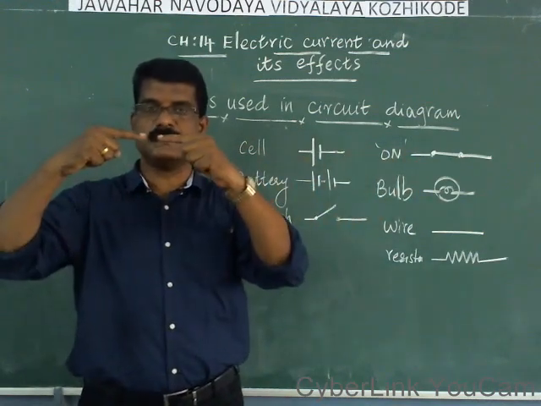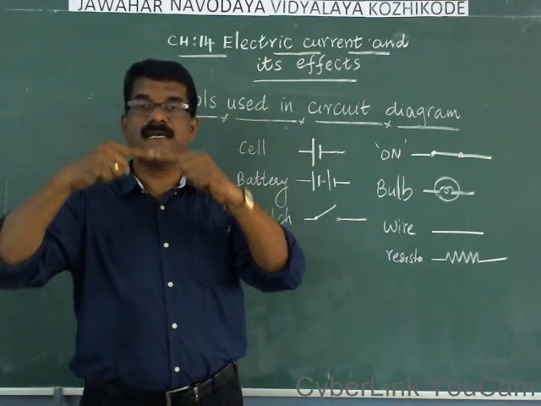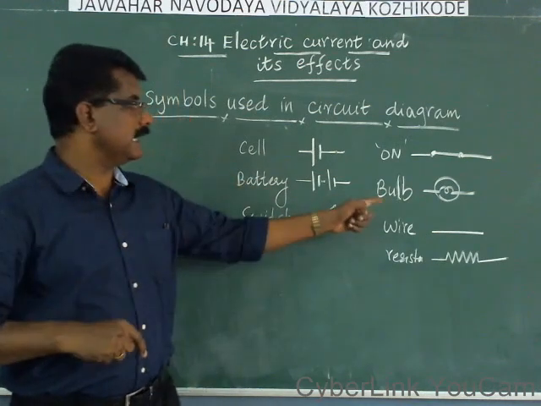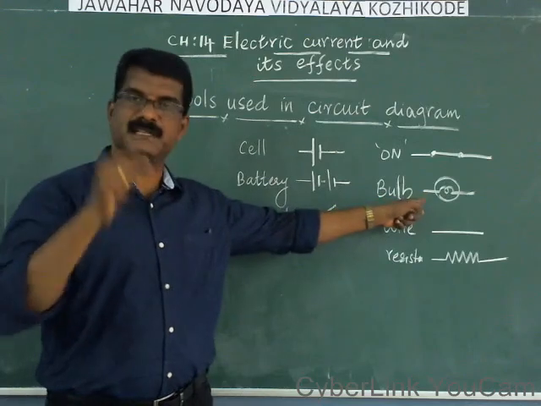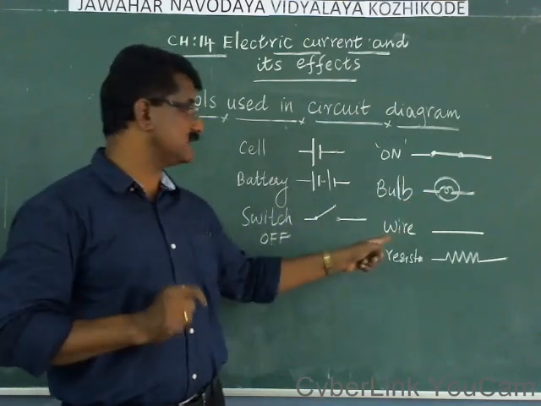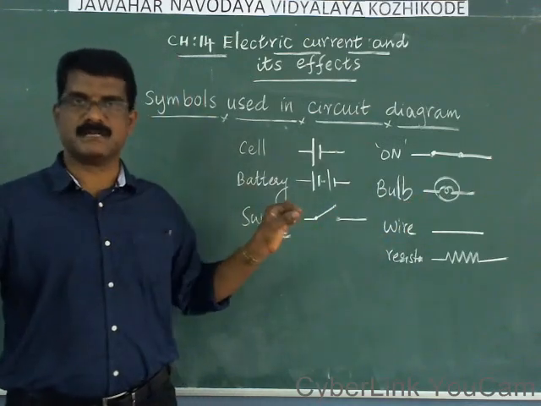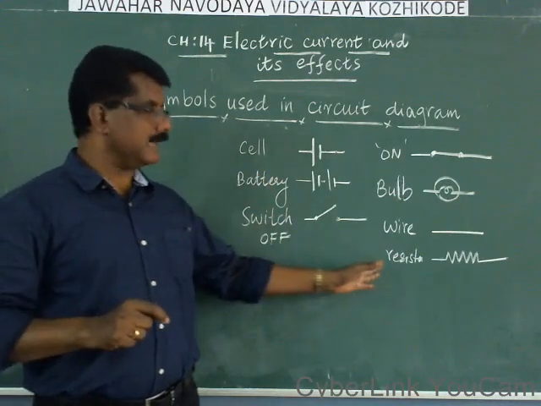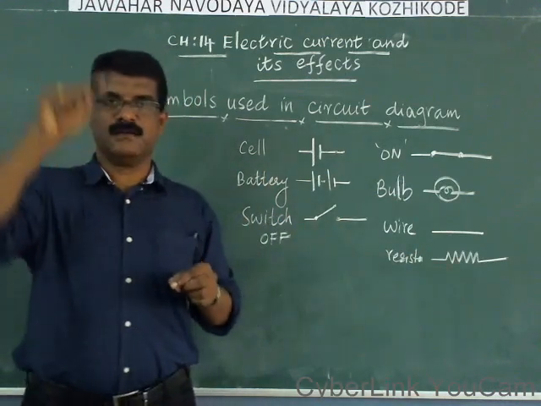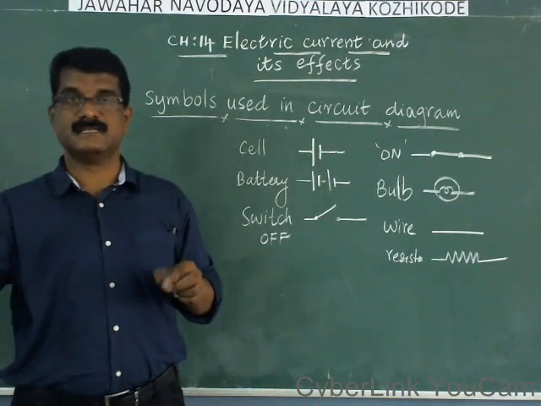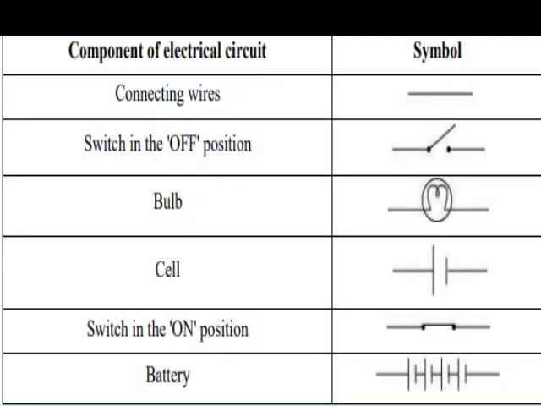In switch on position, the switch is touching each edge of the wire. And the bulb can be represented by a round, and inside you can see a filament-like structure. And wire can be represented by a straight line, and resistor can be represented like this. Okay, a line followed by ups and downs. That is a resistor. See the different symbols we studied so far. All these pictures are available in your textbook.